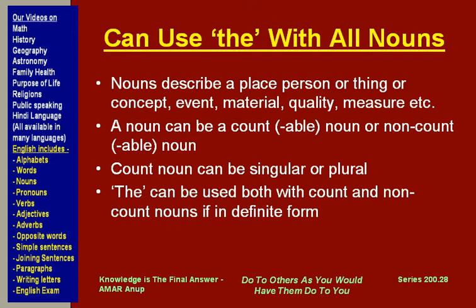The can be used with all types of nouns. If you go through our chapter on a and an, you will see that they can only be used with the countable singular form of noun, but the can be used with count nouns, non-count nouns, and even with abstract nouns. So the can be used with the whole spectrum of nouns. The only condition is that that noun should be in a definite form.